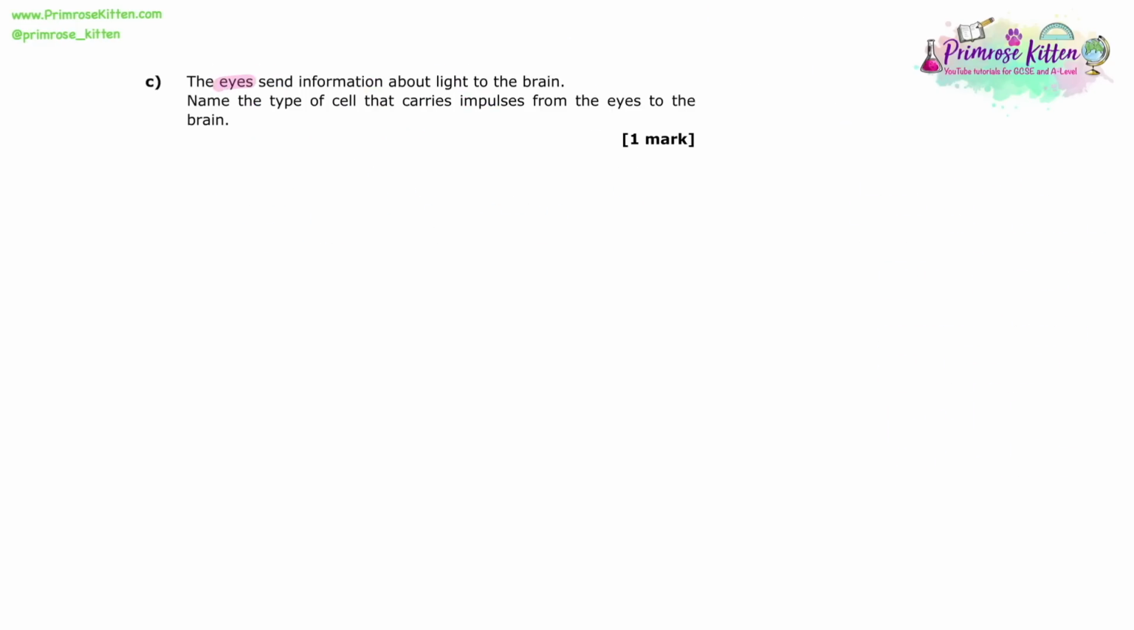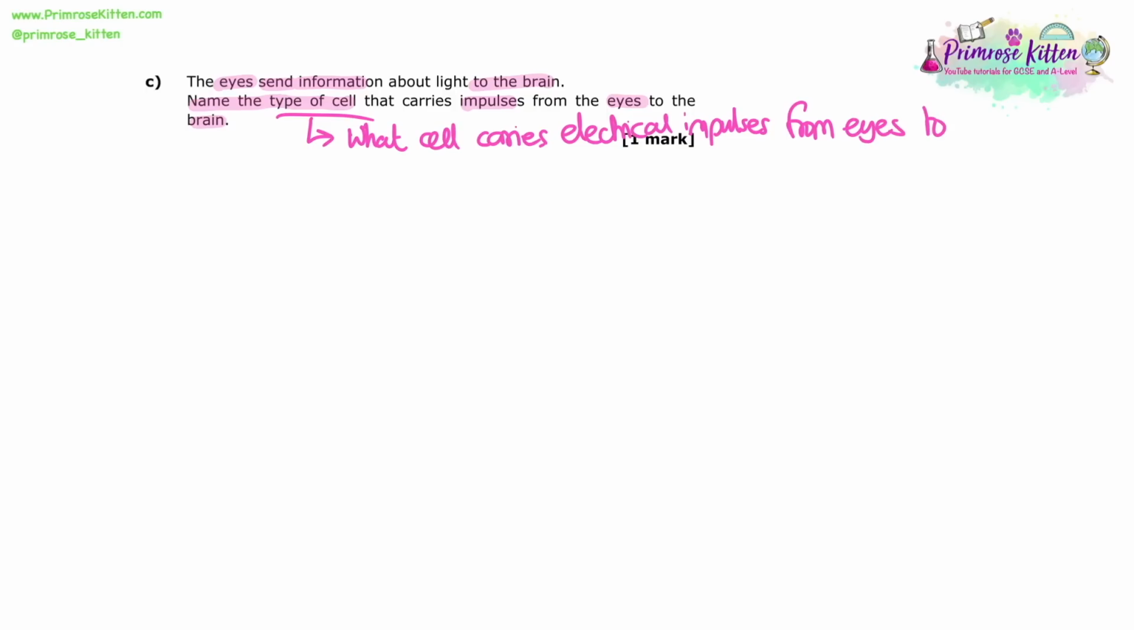The eyes send information about light to the brain. Name the type of cell that carries impulses from the eyes to the brain. Okay, so now we've switched back to being more about the nervous system, and it's asking us what type of cell carries impulses that send the information about light from the eyes to the brain. They've missed out a word here because they just said impulses, but it's basically what cell carries electrical impulses.